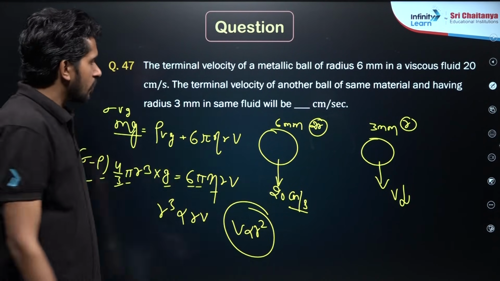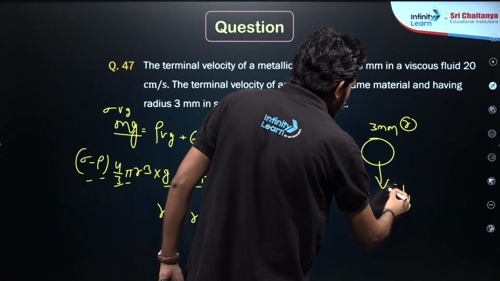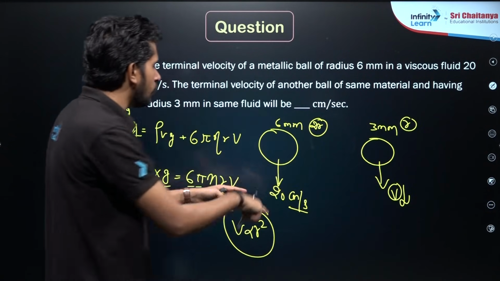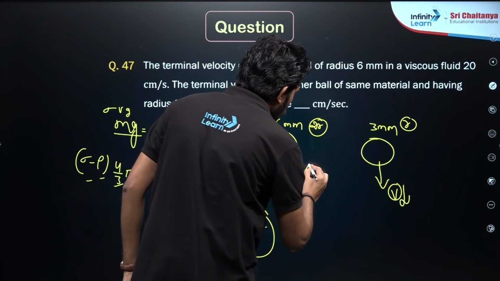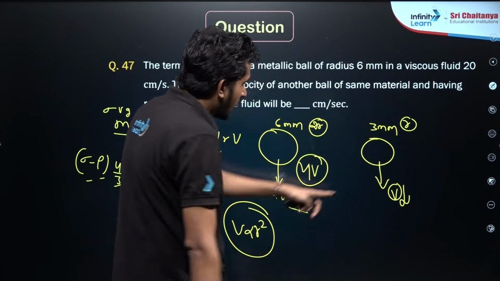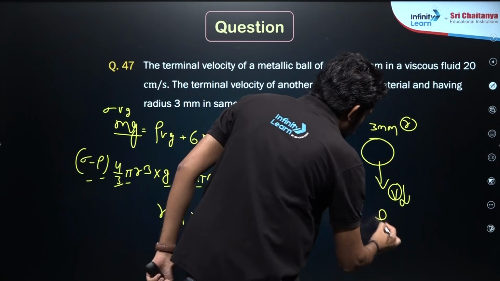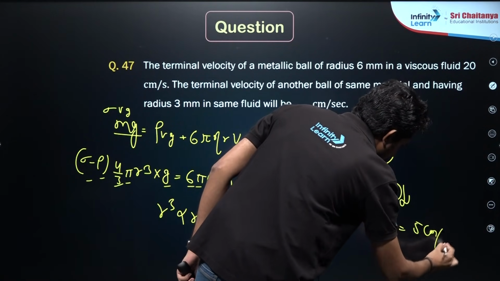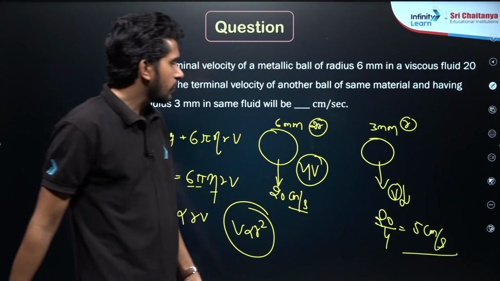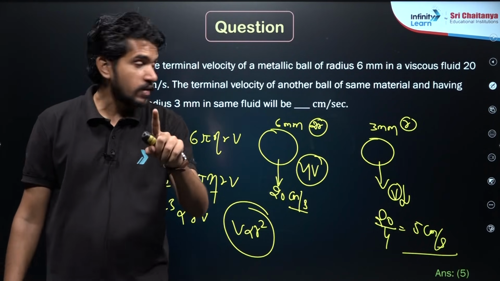Now see, if r gives velocity v, then for 2r its velocity will be what? Square of 2r means 4 times, 4v. Then its velocity would be what? 20 by 4, or 5 centimeter per second. Yes. So the answer is 5 centimeter per second. Did you understand?